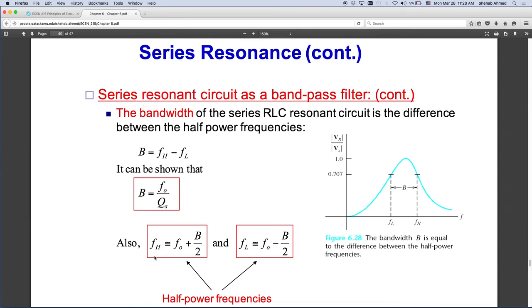The high frequency half-power point is the resonant frequency plus the bandwidth over 2. The bandwidth is the distance between these 2 points. The lower half-power frequency point is the resonant frequency minus the bandwidth over 2. The bandwidth is defined as the difference between the higher half-power frequency point and the lower half-power frequency point. It can also be defined as f naught over the quality factor. The derivation for this is not something you need to know. It's a definition.